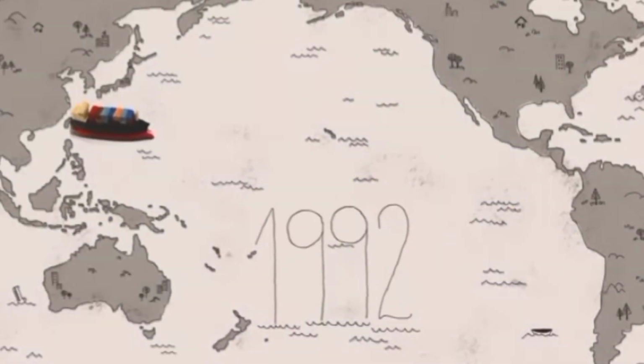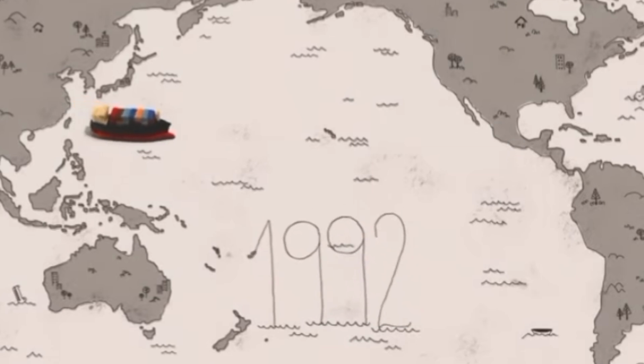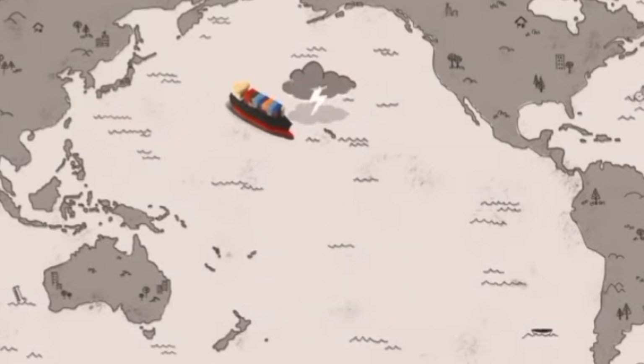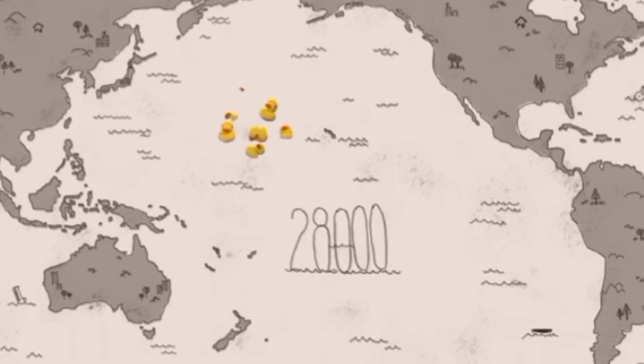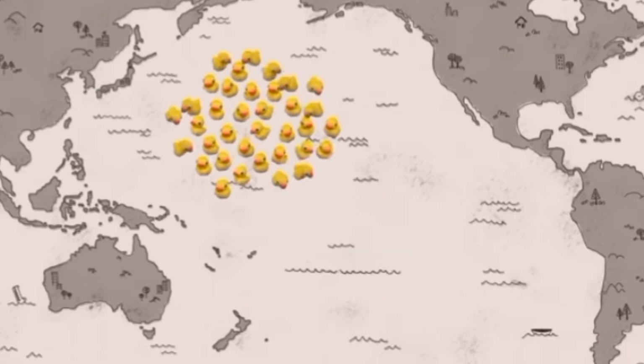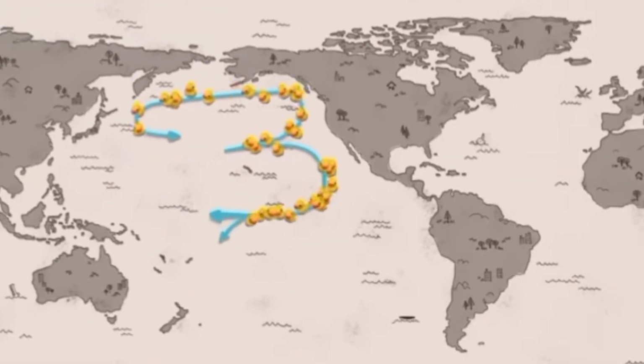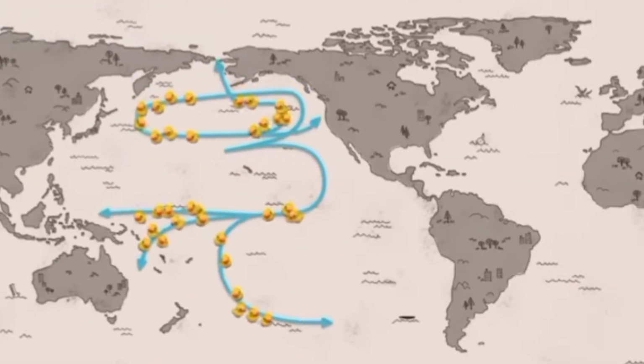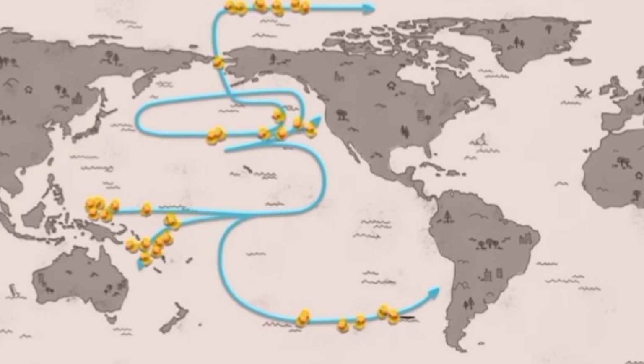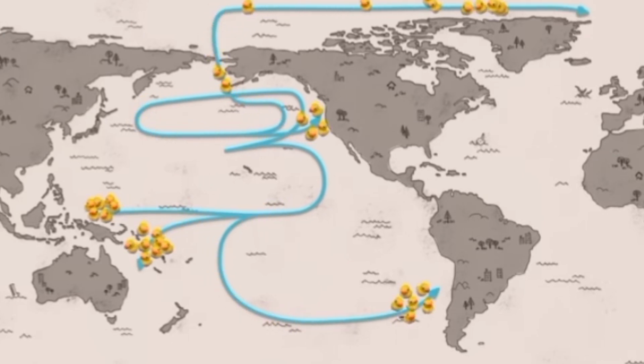In 1992, a cargo ship carrying bath toys got caught in a storm. Shipping containers washed overboard, and the waves swept 28,000 rubber ducks and other toys into the North Pacific. But they didn't stick together. Quite the opposite. The ducks have since washed up all over the world, and researchers have used their paths to chart a better understanding of ocean currents.